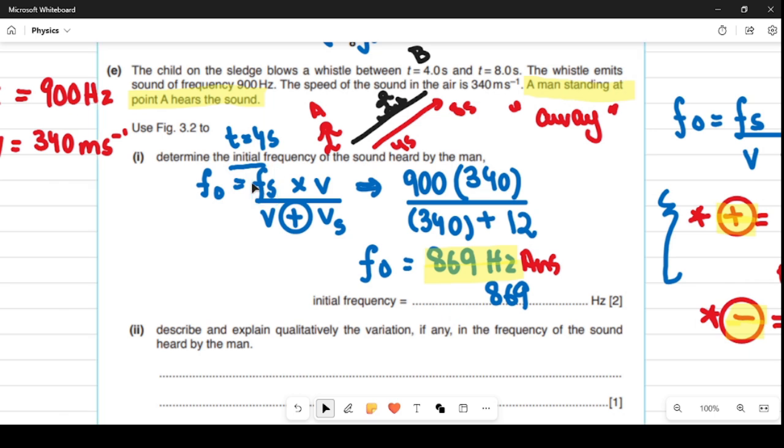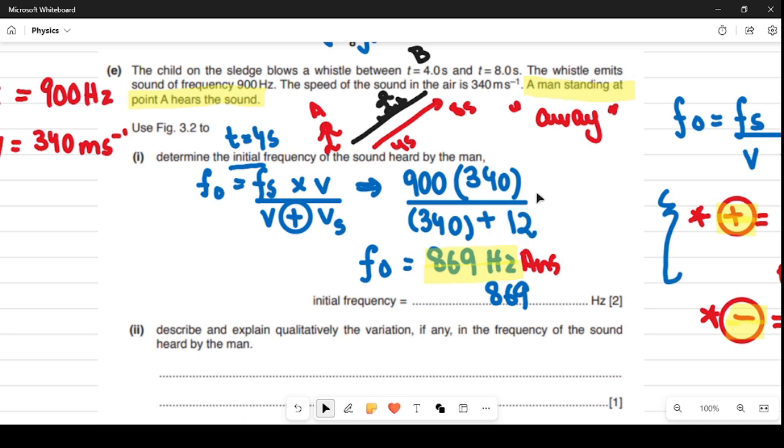We discussed basically, so what did we do in this question? We know our formula will be frequency observed is equals to frequency of source into velocity of sound in that medium, which in this case was air, divided by velocity of sound in that medium, which in this case was air, that is 340, plus velocity of source if the object is moving away from the observer, and minus the velocity of source if the object is moving towards the observer.